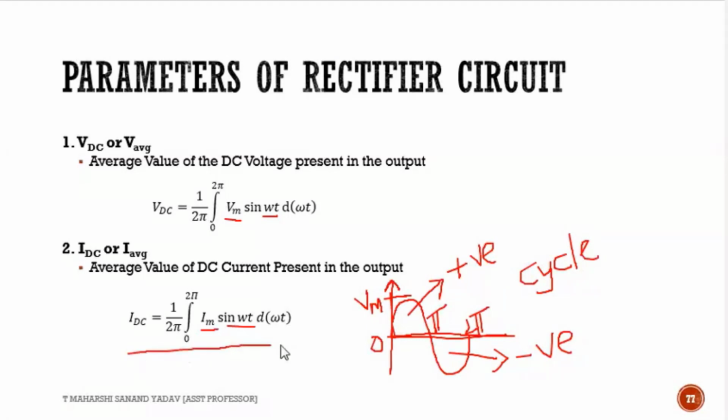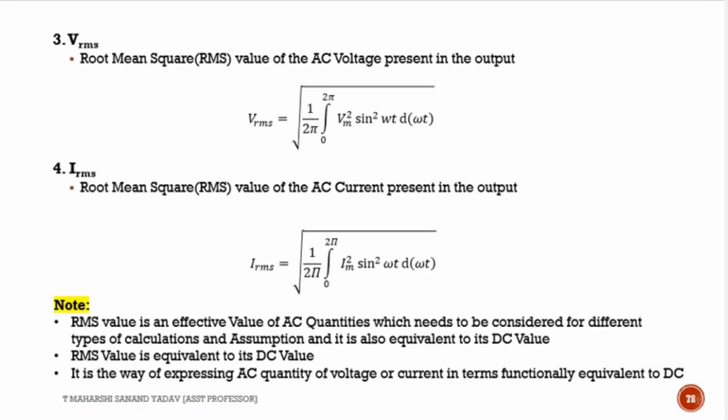So IDC is equal to 1 by 2 pi integral 0 to pi Im sine omega t. So VDC and IDC, which is again called as V average or I average. Don't confuse with these terms. VDC or V average, both are same. IDC or I average, both are same. Now if you go to next slide.